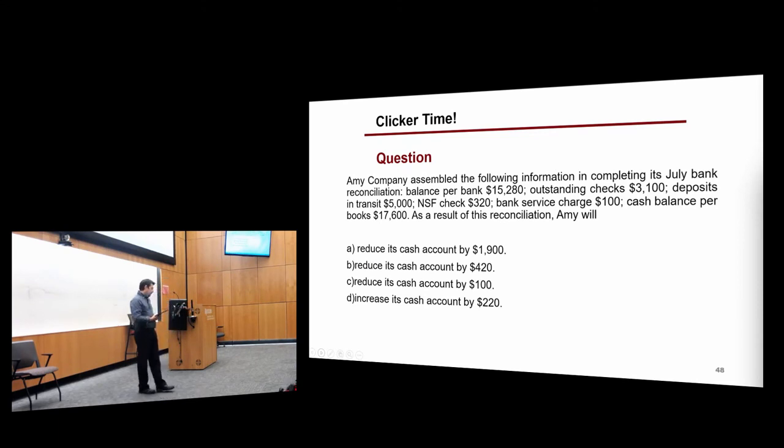So, Amy Company assembled the following information in completing its July bank reconciliation. Balance per bank, etc., etc. As a result of this reconciliation, what would Amy do? Okay, so how do you solve a question like that? What you do is, you do the reconciliation. So you start with the bank.